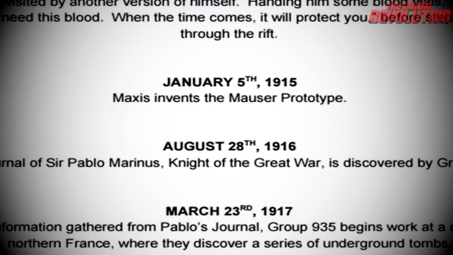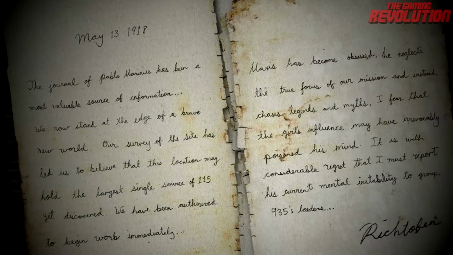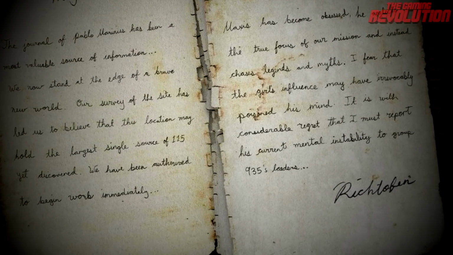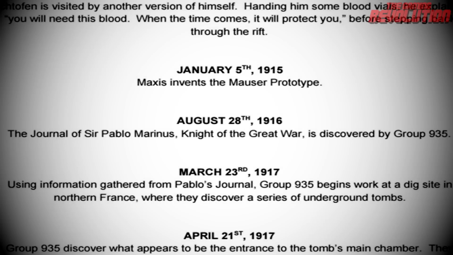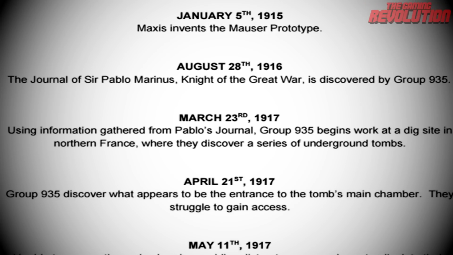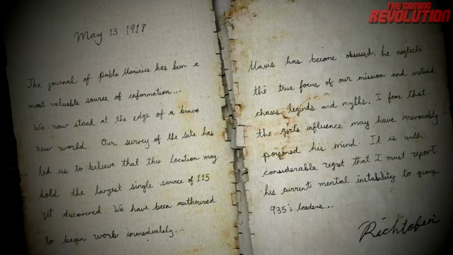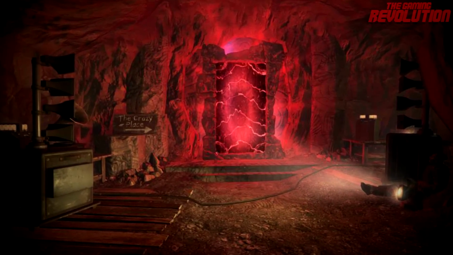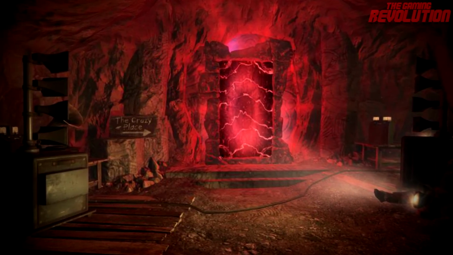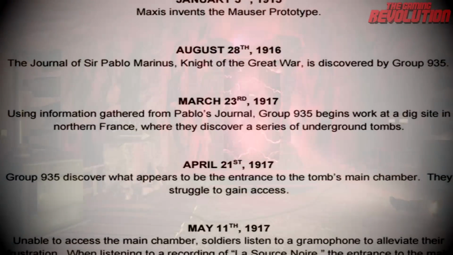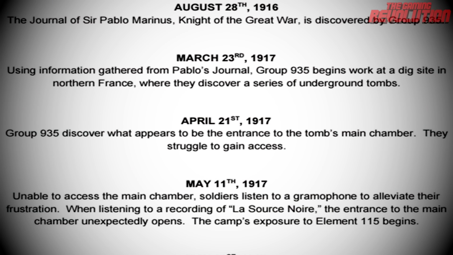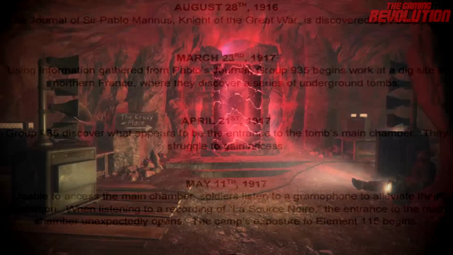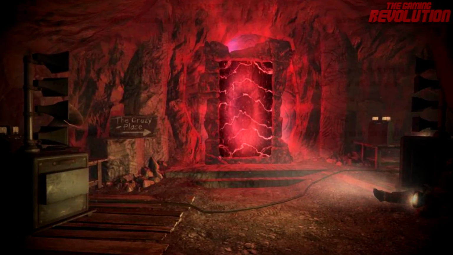On August the 28th, 1916, the journal of Sir Pablo Marines, Knight of the Great War, is discovered by Group 935. On March the 23rd, 1917, using information gathered from Pablo's journal, Group 935 begins work at a dig site in northern France, where they discover a series of underground tombs. On April the 21st, 1917, Group 935 discovers what appears to be the entrance to the tomb's main chamber. They struggle to gain access.